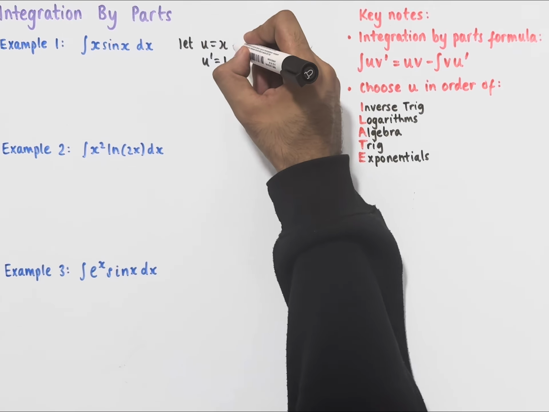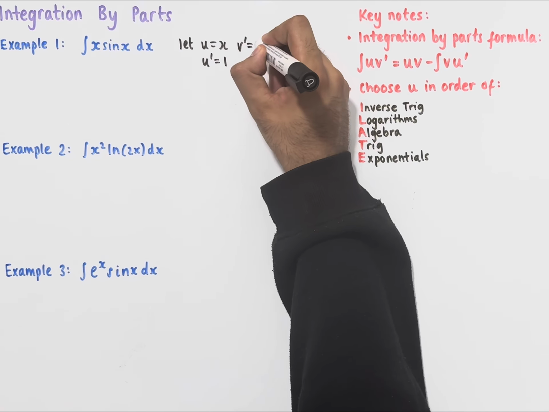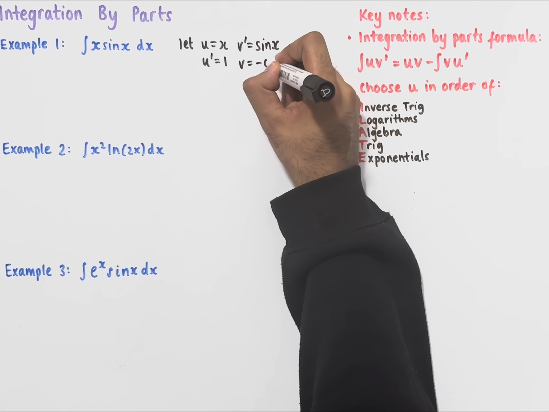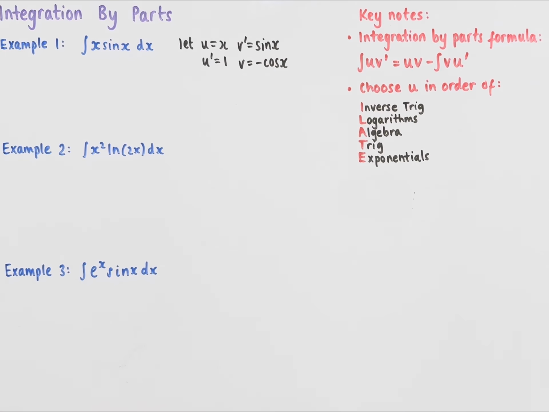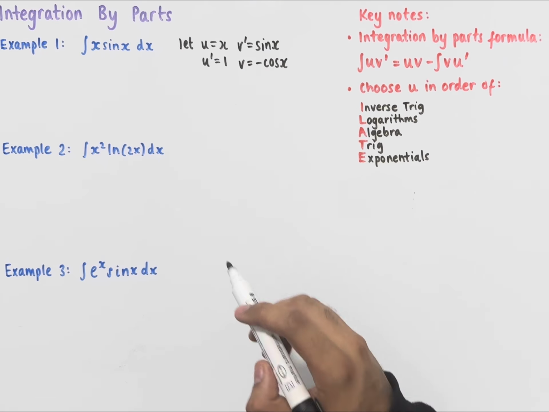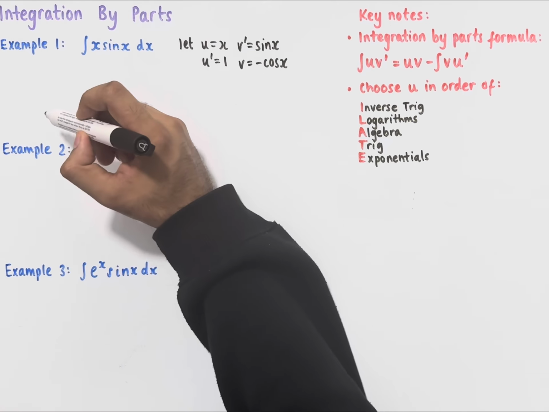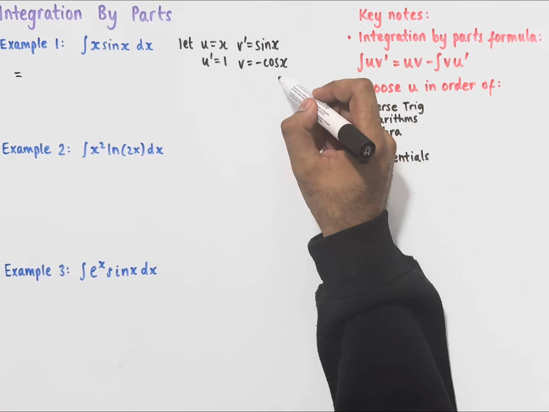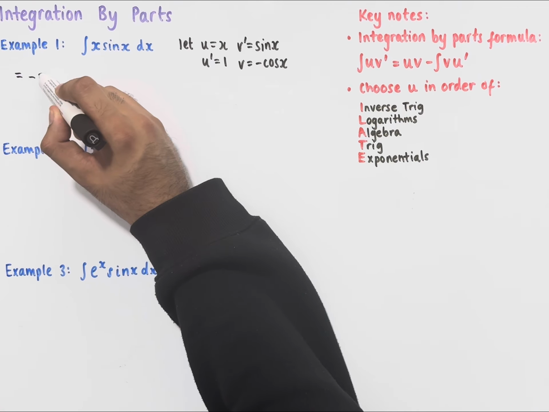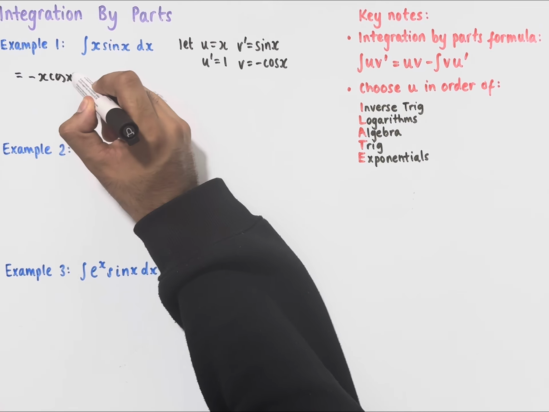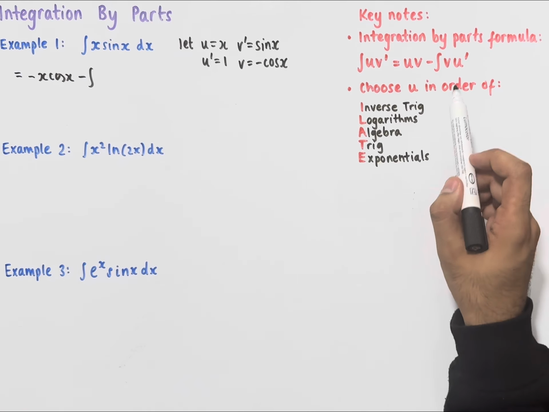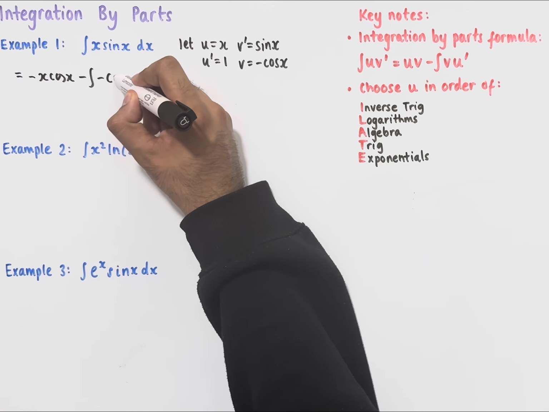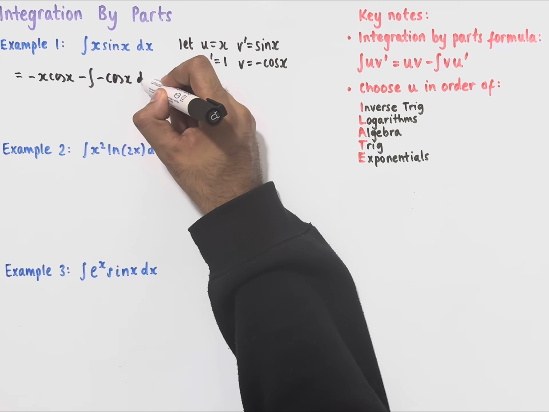And so therefore v' must now equal sin x, and now if we integrate sin x we get minus cos x. So therefore v equals minus cos x. Now using the integration by parts formula, we have that the integral of x sin x is equal to uv, which in this case is x times minus cos x, which becomes minus x cos x, minus the integral of vu', which in this case is minus cos x times 1, which gives us minus cos x. And we're integrating this with respect to x.